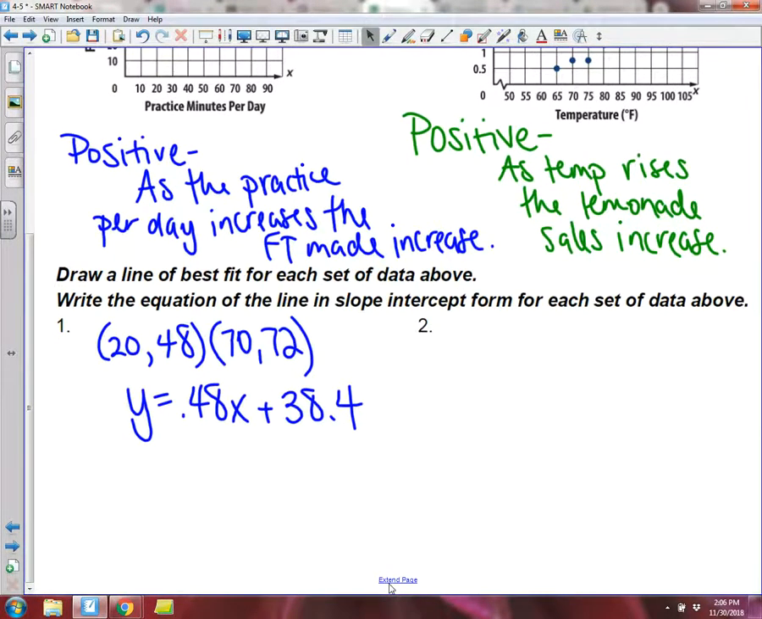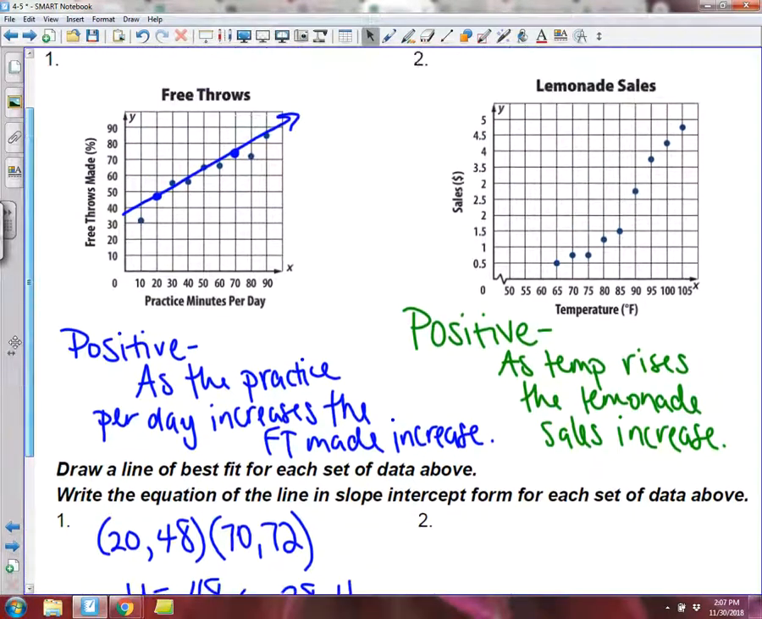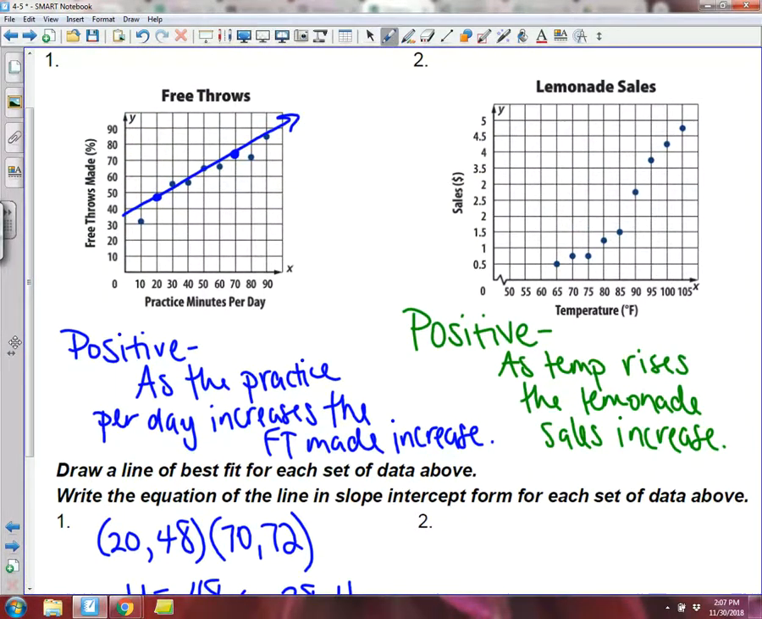Let me tell you that your points are going to be 70, 0.75. So 70, 0.75 would be right there. Darken them in. And then I want you to do 90, 2.75. 90, comma, 2.75. Use your straight edge and draw a line of best fit.